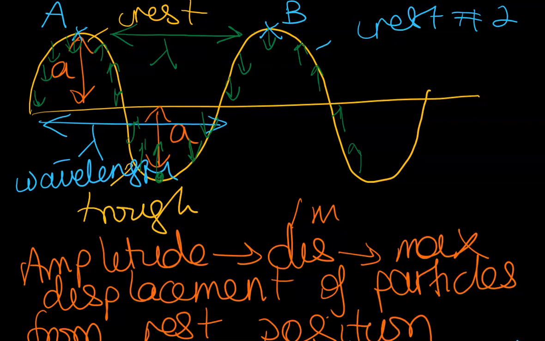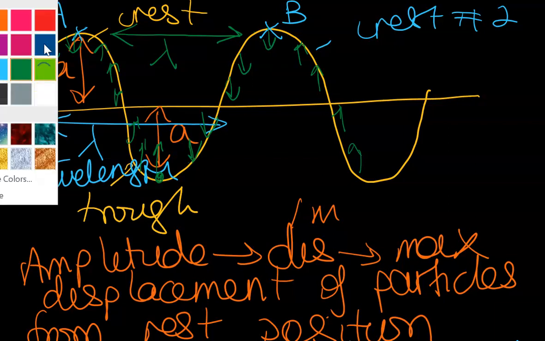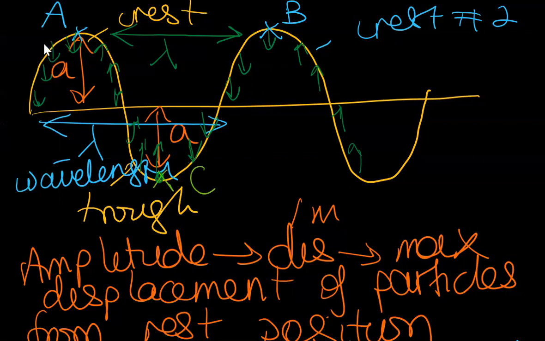Now if I looked at another point, let me just say perhaps this point here, C, they clearly are on opposite side of rest position from A and B. It's traveling in a different direction, and therefore it is said to be out of phase. Points which are out of phase are described to be half of a cycle or half of a wavelength apart.